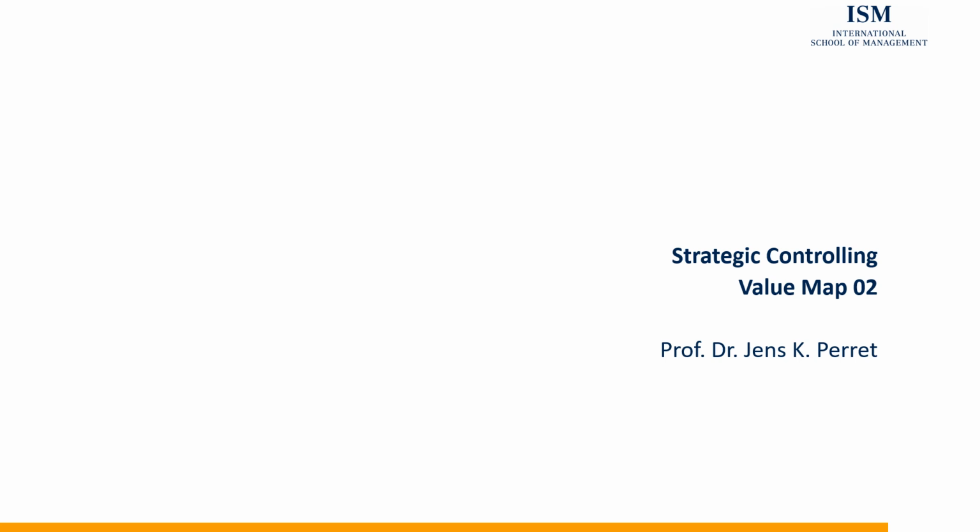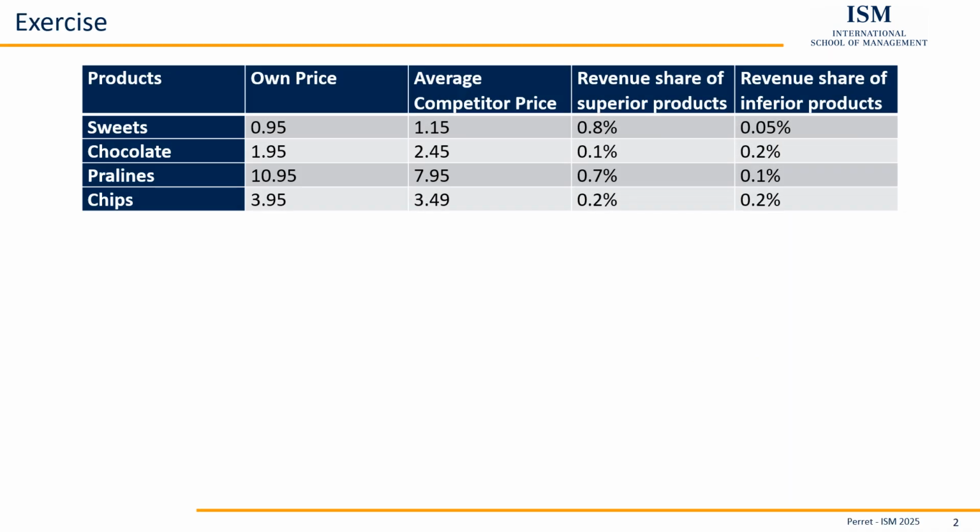Welcome to this exercise on the value map approach. Here we have, for 4 products, first our own prices which we charge and the average prices the competitors charge. Additionally, in those 2 columns, we have the share regarding revenues of the products where we are rated superior to our competitors and the share where we are rated inferior to our competitors.